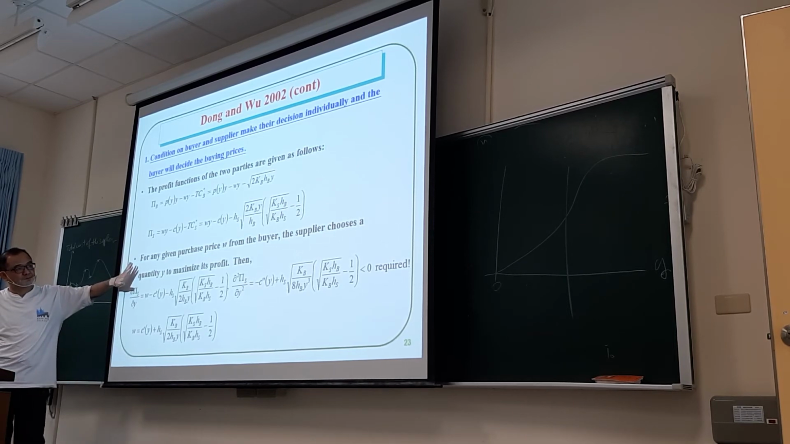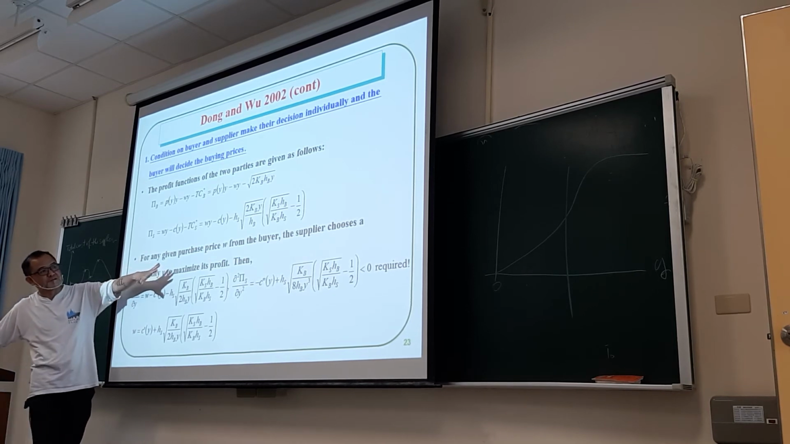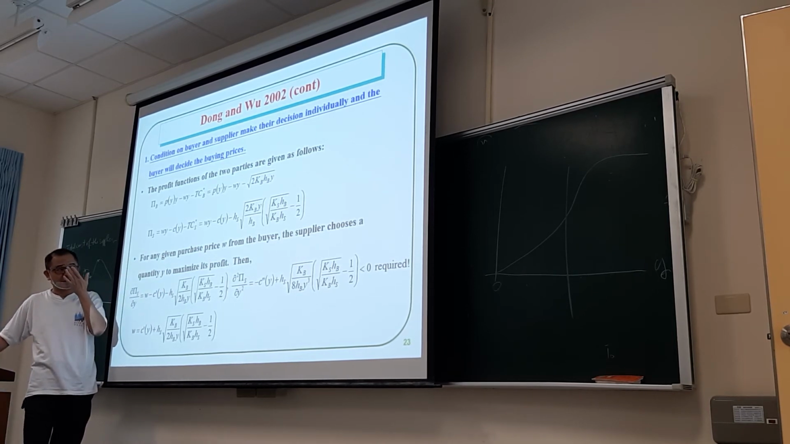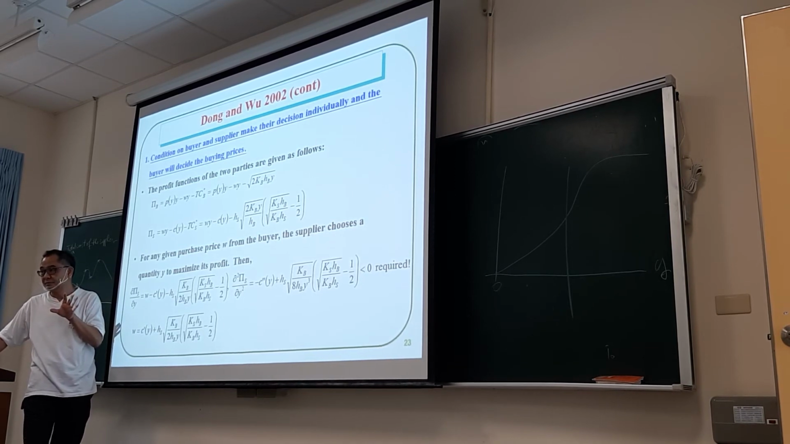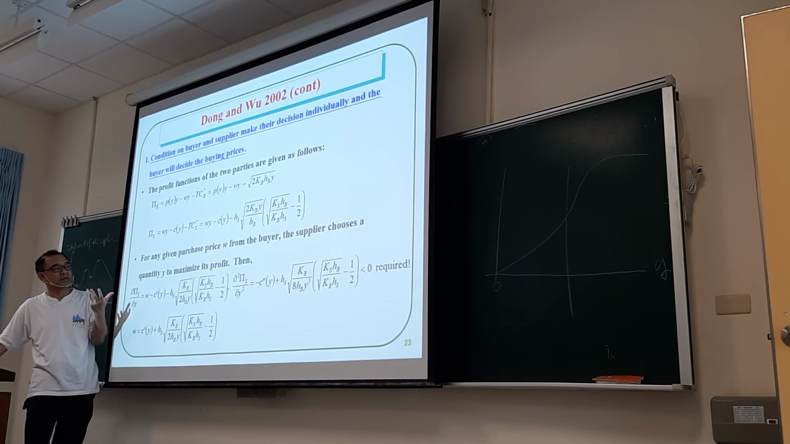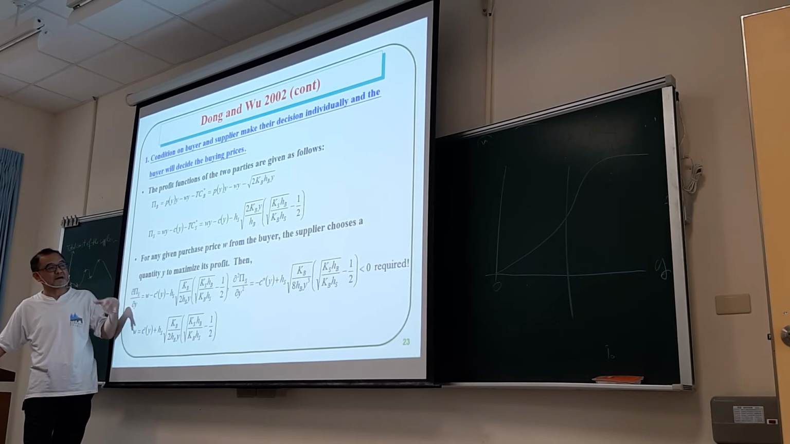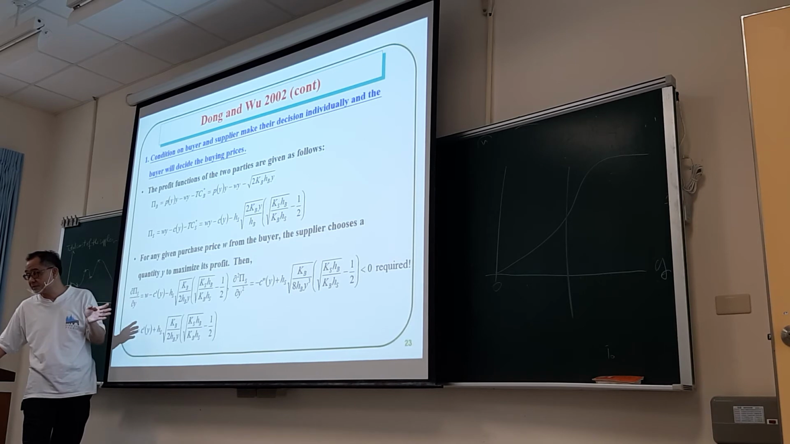So, for any given purchase price W decided by the buyer, the supplier has a choice over the order quantity, the production quantity, to maximize the supplier's profit.